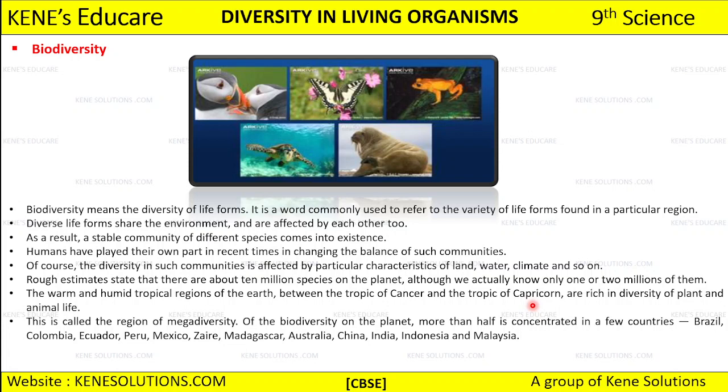Okay, so they are rich in diversity of plant and animal life. Because of the warm and humid tropical regions that exist on earth, we can see a rich diversity of plant life as well as animal life, and that is the reason plants are classified into 5 classes, and animal life into 10 different phyla, because there is rich diversity with respect to plants as well as animals.